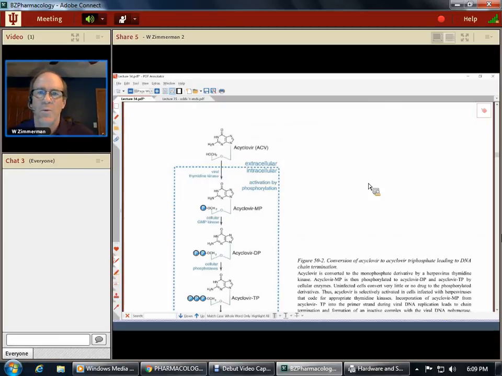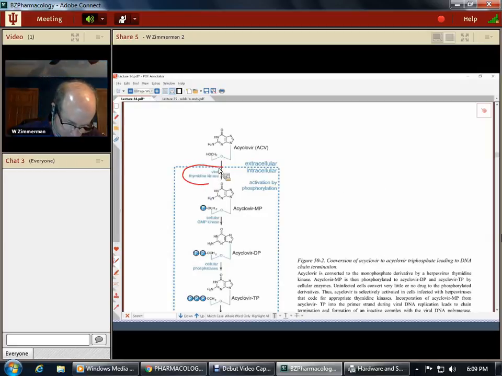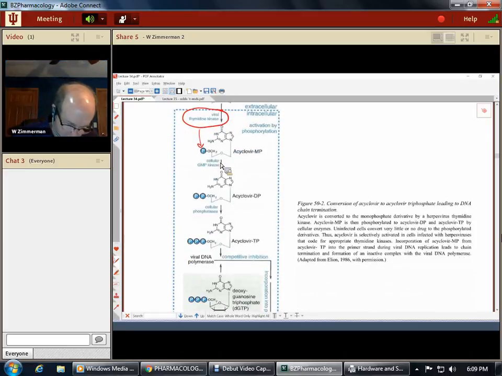And what we see is that it has to be activated by this viral thymidine kinase. Then some of the cell's enzymes will take over and form the active compound.